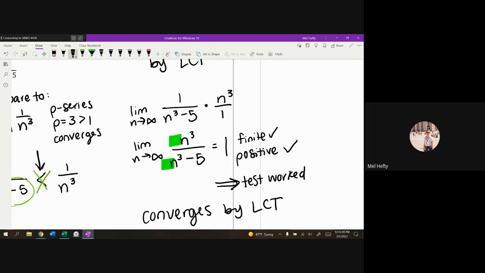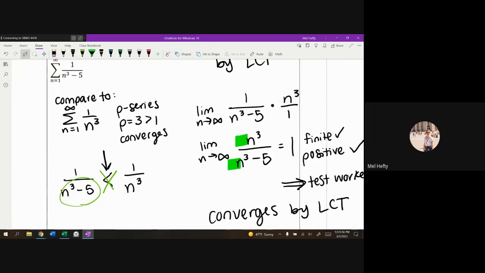So again, if the test didn't work, you chose the wrong thing to compare to. It's more like a user error thing than anything else. In that case, you would probably want to go back to your comparison and make sure you grabbed the right series, or that you did your algebra right when you were simplifying.